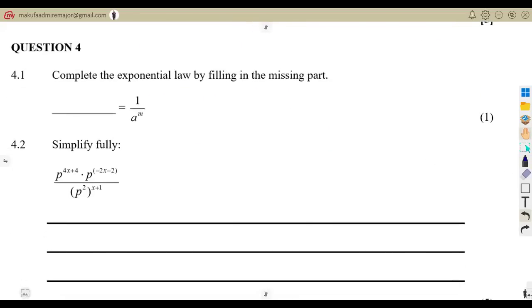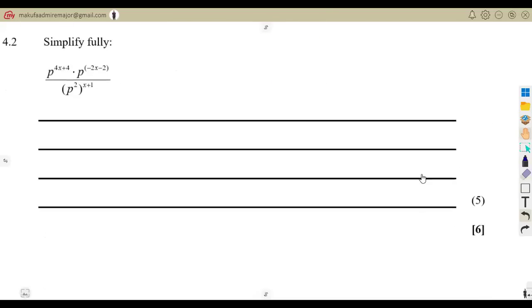We have minus 5 there. Question number 4, complete the exponential law by filling the missing part. What are we going to have? Which law is it that gives us 1 over a exponent? 2 to the exponent of minus 3. Remember, that's 1 over 2 to the exponent of 3. I just want you to know your laws of your exponents.